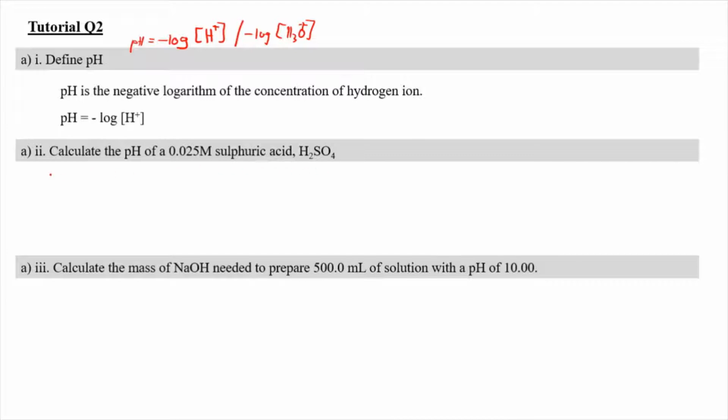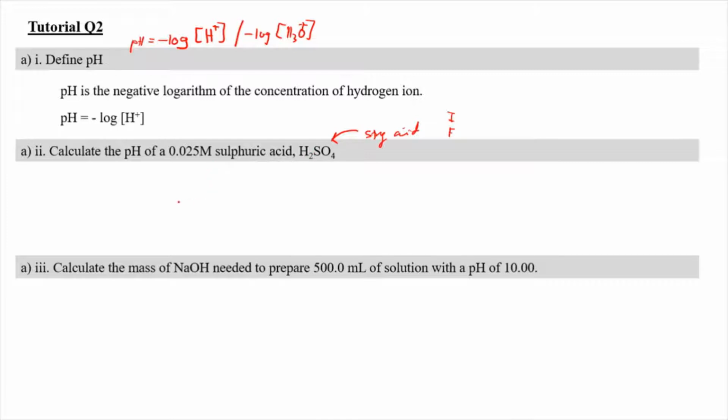So for question A2 here, we need to calculate the pH of a 0.025 molar of sulfuric acid, which is H2SO4. So for the sulfuric acid, we know that it is a strong acid. Okay, so when it is a strong acid, we're going to use the IF table. So which is the initial, and then it's going to dissociate completely in order to get to the final concentration of the H plus ion.